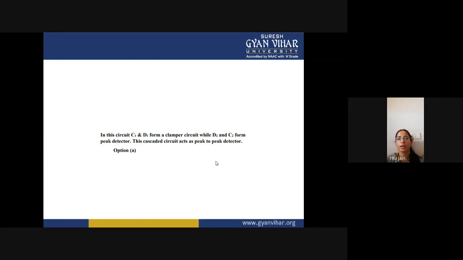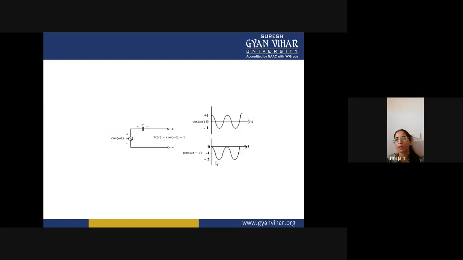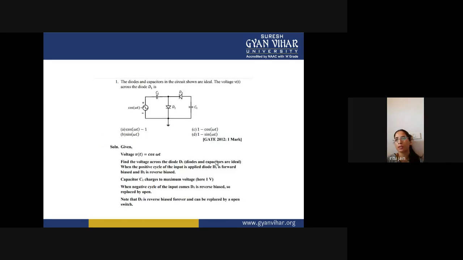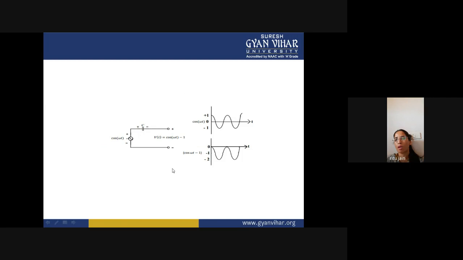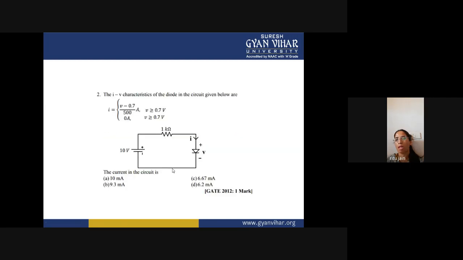will behave like a peak to peak detector, and in the peak to peak detector, the voltage across the diode will be cos omega t minus 1, because it is charged to a maximum of 1. So it will behave like a closed circuit for this positive half cycle. When you apply KVL over here, you will get this voltage minus this voltage equal to the voltage drop across this diode.